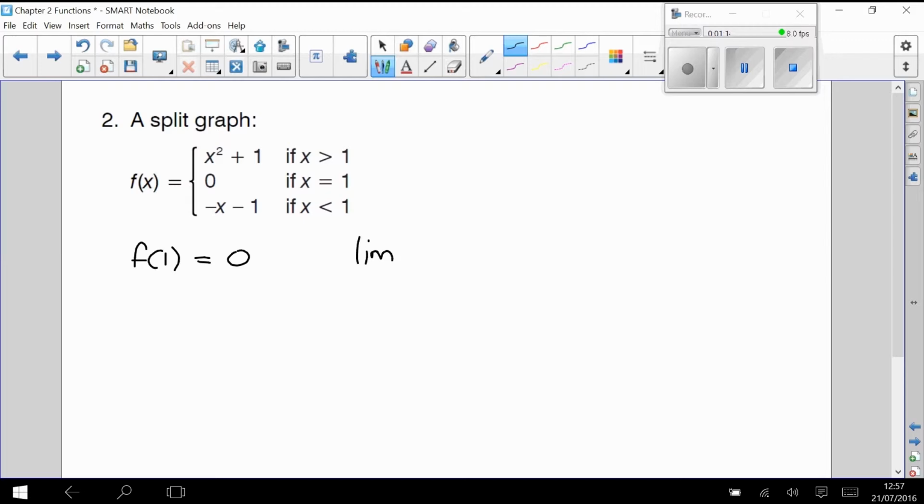What is the limit as x tends towards 1 from the left? Substituting into minus x minus 1, I'm going to get that I've got minus 2. Now finding the limit as x tends towards 1, but this time from the right, I must substitute into x squared plus 1. And here my limit comes to 2. As these two limits indicate that my graph arrives at different heights, there is a difference in the heights, which means that there is a jump between the heights. And so there is a jump discontinuity.